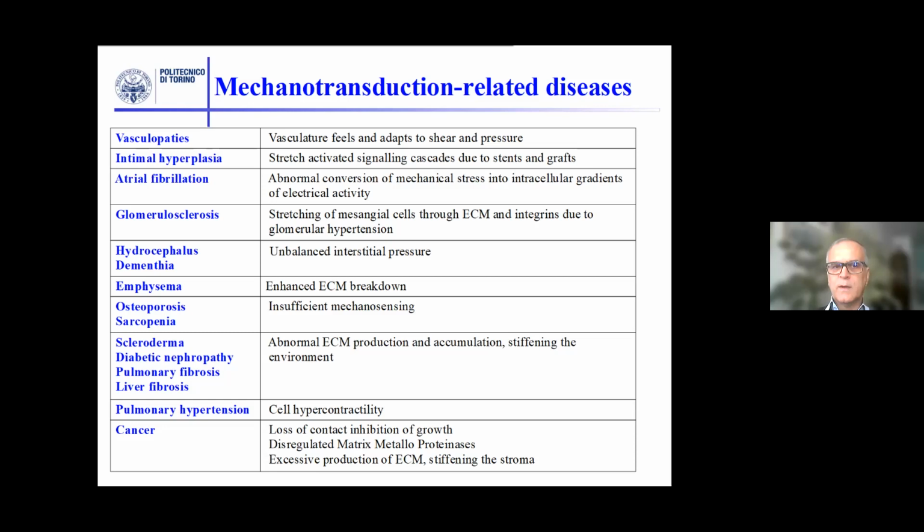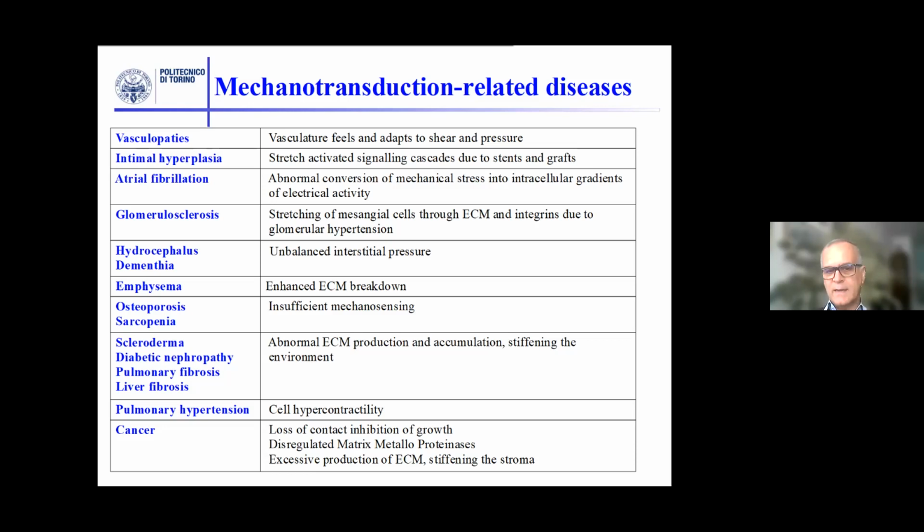Or going on, hydrocephalus and dementia are influenced by an unbalanced interstitial pressure, too high pressure in the brain. Or there are a lot of fibrotic diseases that are related to the fact that too much extracellular matrix is produced. This stiffens the environment, feeding back on the behavior of the cell, which becomes pathological.